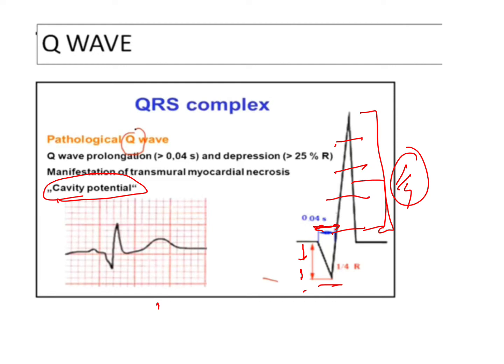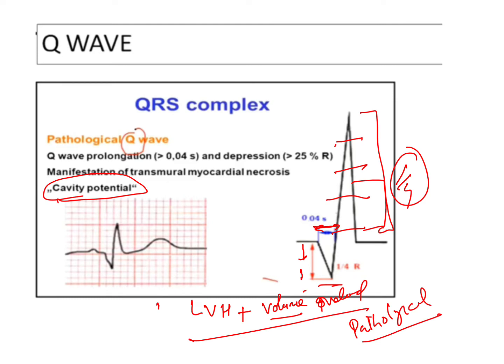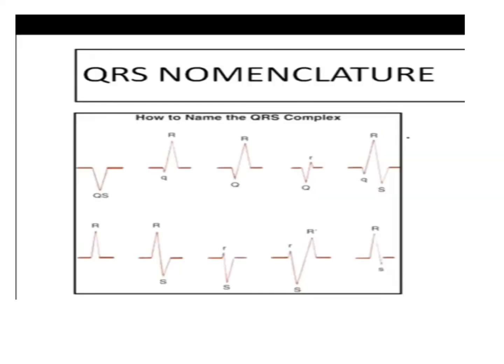Cavity potential is basically seen when there is left ventricular hypertrophy and the patient has volume overload, meaning the left ventricular cavity is filled with more blood. We then also see these pathological Q waves. So pathological Q waves will be seen in recent MI, prior history of MI, and in patients of left ventricular failure with volume overload states. Otherwise, pathological Q waves are not seen in normal ECGs. Only small Q waves are seen in lateral leads, that is lead 1, AVL, V5 and V6.